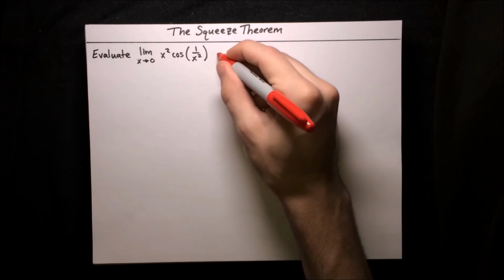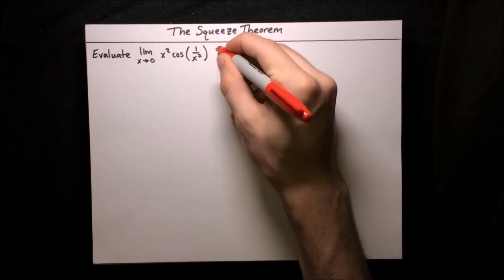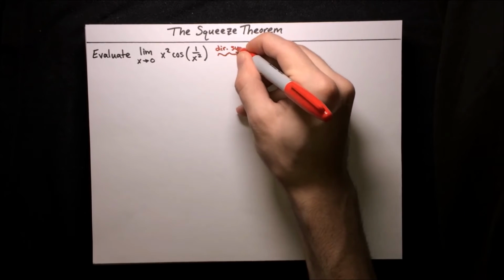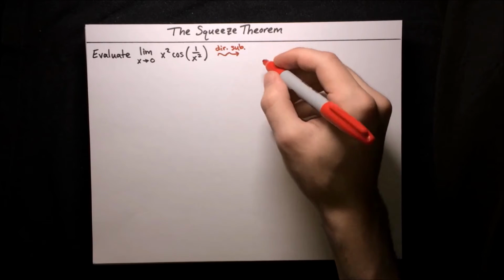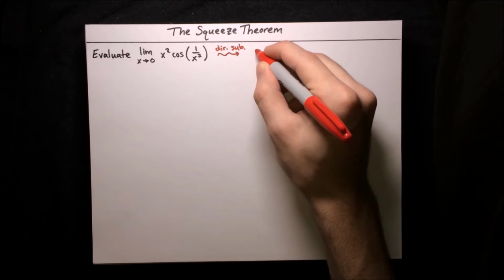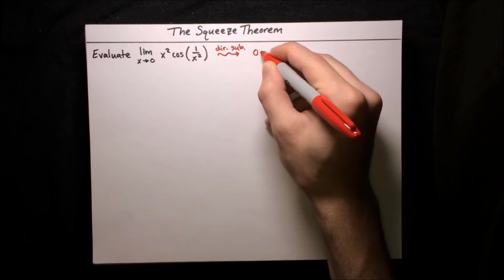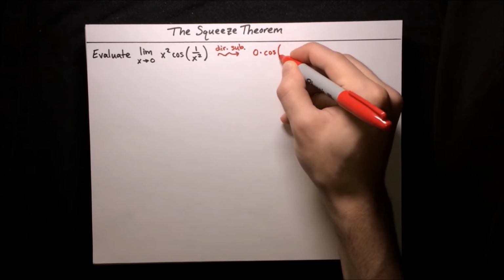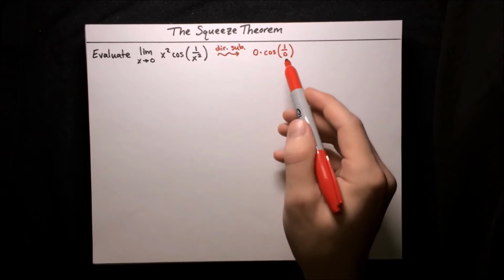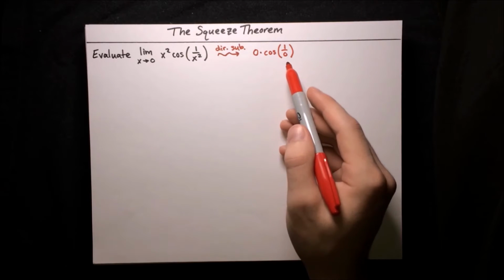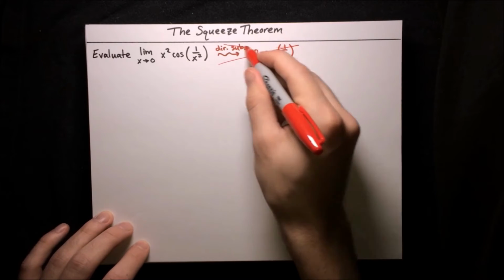So if we go ahead and try to do direct substitution, which is always our first go-to for solving a limit, if we plug in x equals 0 into the limit, we get 0 squared, which is just 0, times cosine of 1 over 0 squared, so of 1 over 0. Now, 1 over 0 here isn't defined, so this direct substitution isn't going to help us at all.